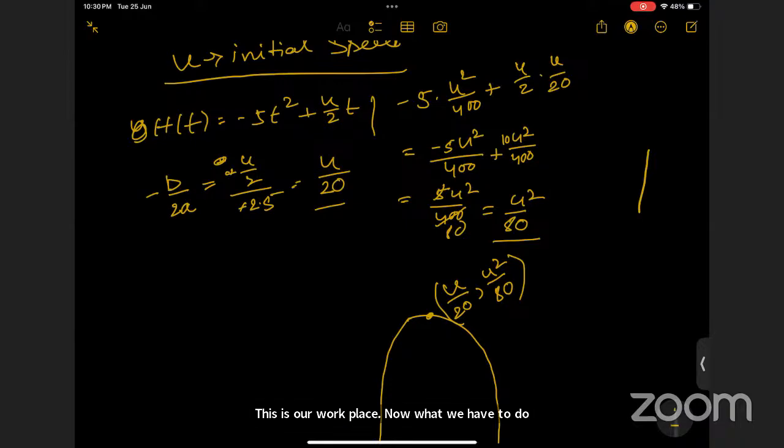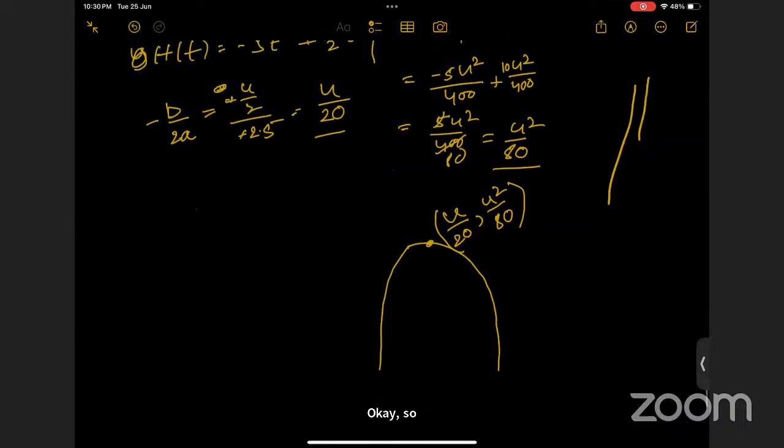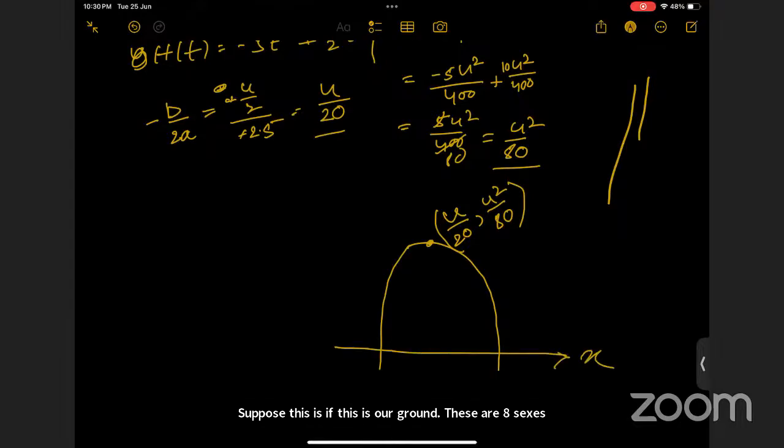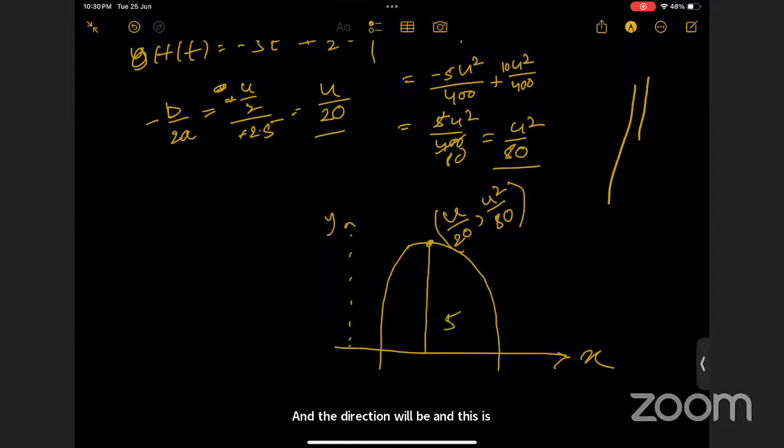Now what we have to do, we need to find the value of u. Suppose this is our ground, this is our x-axis, right? So this is our y-axis. I don't know what is u, so it will be something positive because the speed will be positive. And it is given that the highest point is 5. So the distance is 5. That means from here, we can see that this will be 5, right?